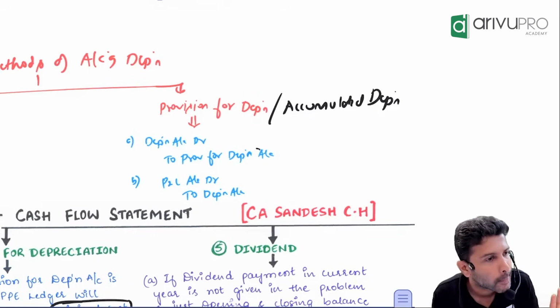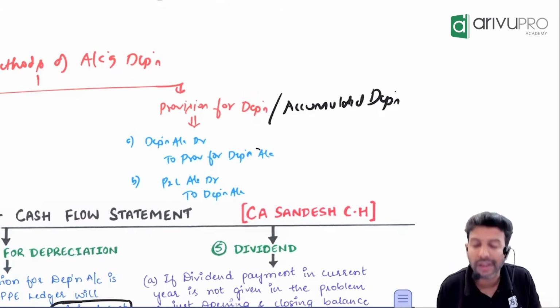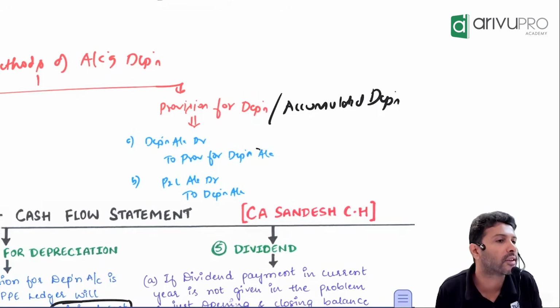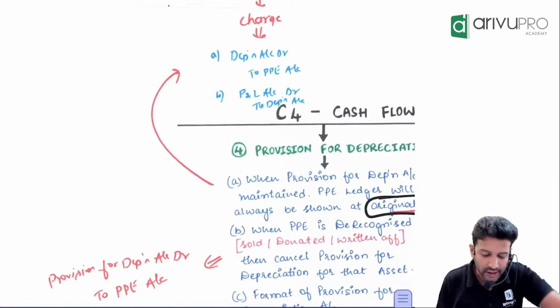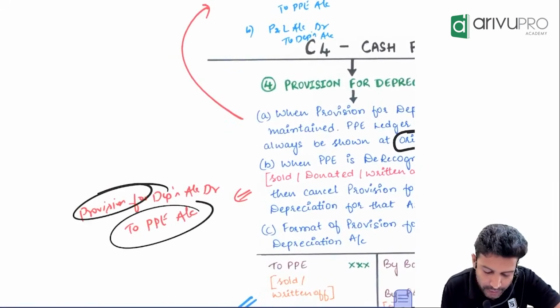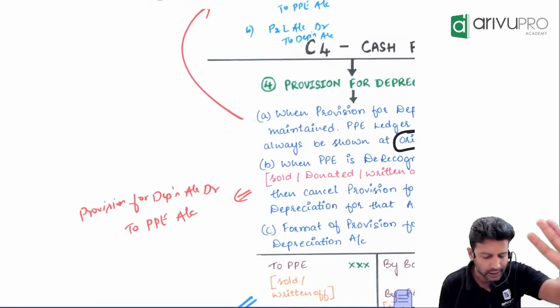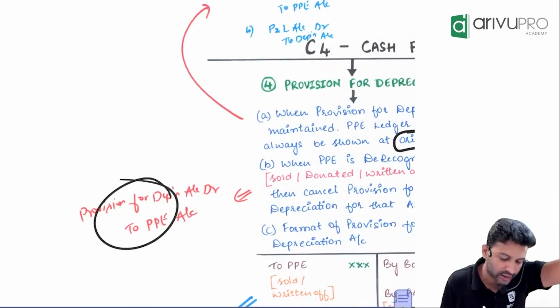Done now. Provision for depreciation has what balance? Credit balance. How do you cancel it? Debit it. Asset has what balance? Debit balance. How do you derecognize? Credit it. What is the entry then? When the asset is derecognized, the entry is provision for depreciation to PPE. Two more will come, but anyways, just saying this entry is comfortable for you.